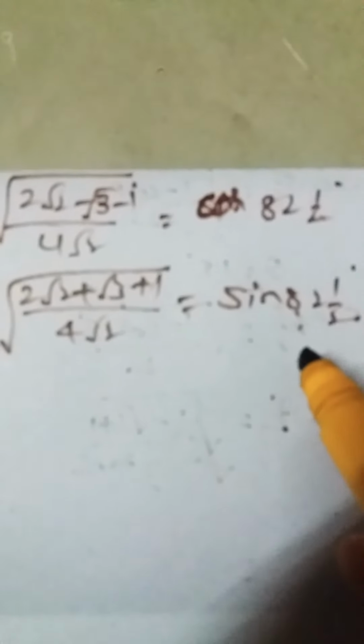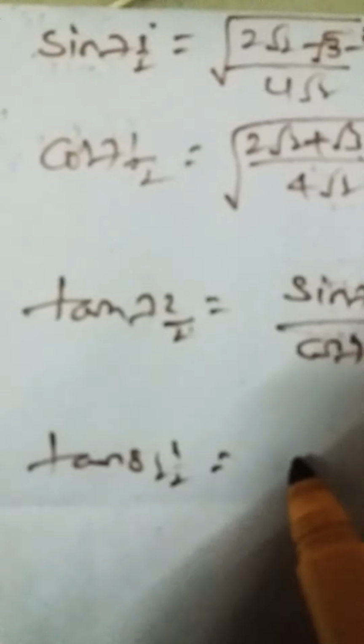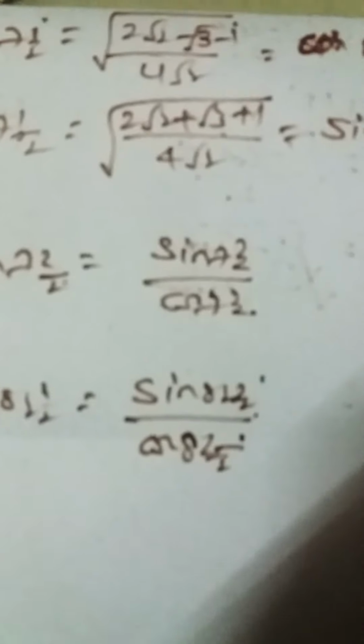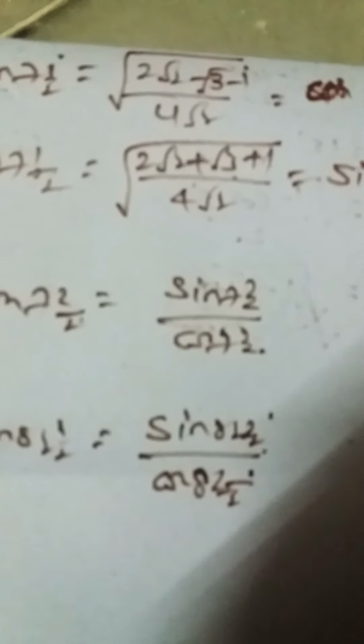Now we found the values of sin 7.5 degrees, cos 7.5 degrees, cos 82.5 degrees and sin 82.5 degrees. To get tan 7.5 degrees, you simplify sin 7.5 divided by cos 7.5 degrees. And tan 82.5 degrees is obtained as the ratio of sin 82.5 degrees divided by cos 82.5 degrees. Simplify this and find the answer by rationalizing the denominator.